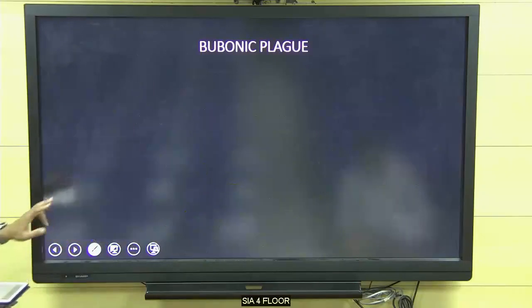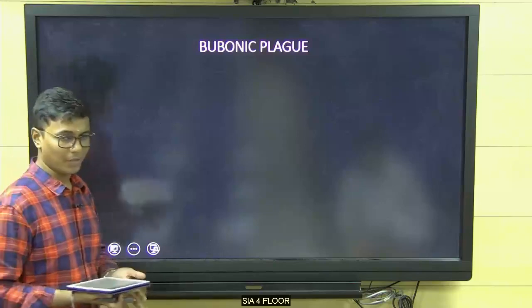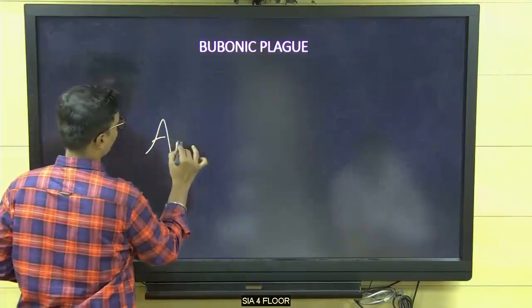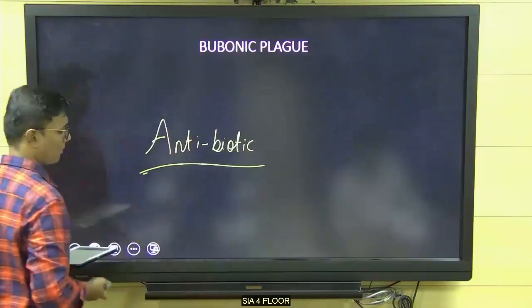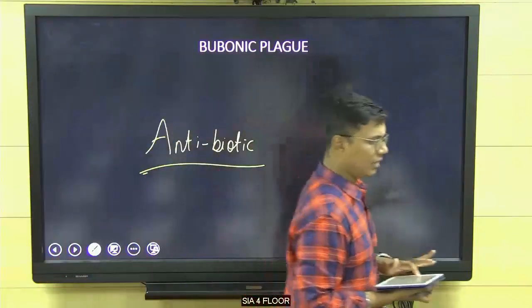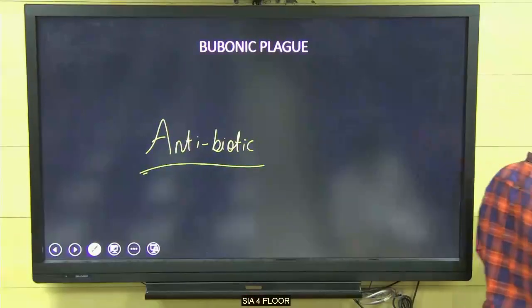Good. Can we treat plague right now? Yes, a simple antibiotic. Antibiotic is anything that acts against bacteria. A simple antibiotic can treat septicemic plagues or any type of plague right now. It's not a life-threatening disease anymore.